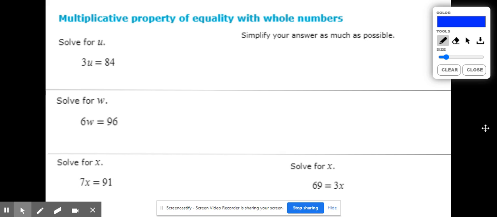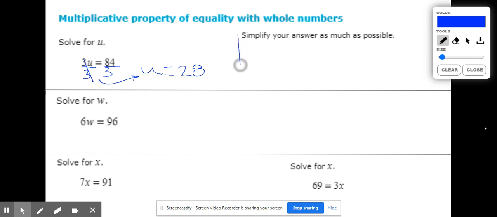So to solve that, let's make this a little bit smaller. To solve that, we're going to divide both sides by 3. What number is that? And what we get is 3u divided by 3 leaves us with 1u. And 84 divided by 3, well, let's think about that. 3 divides into 80 at least 20 times with a remainder of 2. And 3 divides into 24 8 times, so 28.